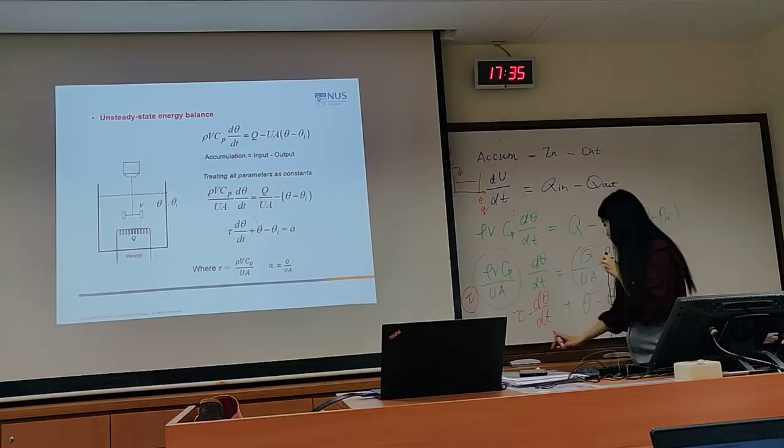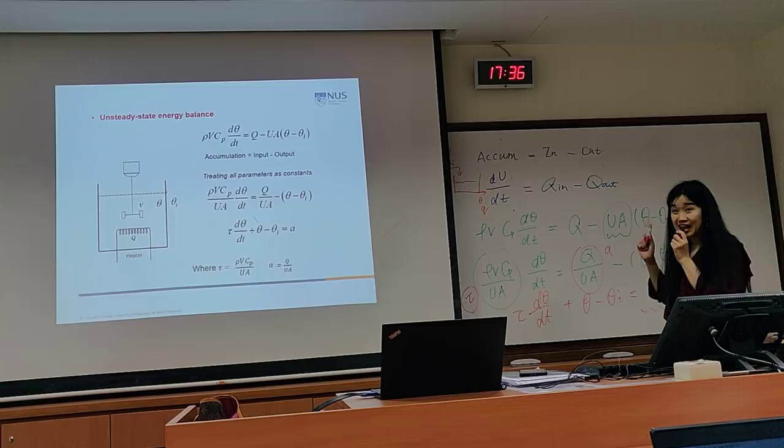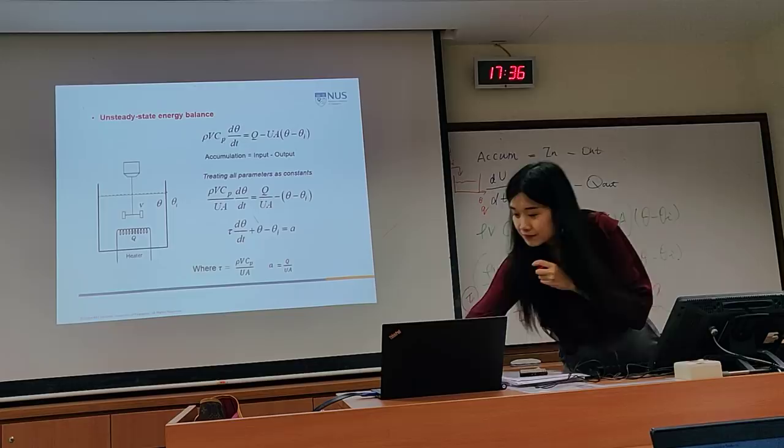So it's still the accumulation equals in and out. Still the energy change equals overall energy in minus overall energy out. But the in and out has more items now because it's the flow of the streams. So what we should add is that based on this previous energy balance, we have an additional term here.